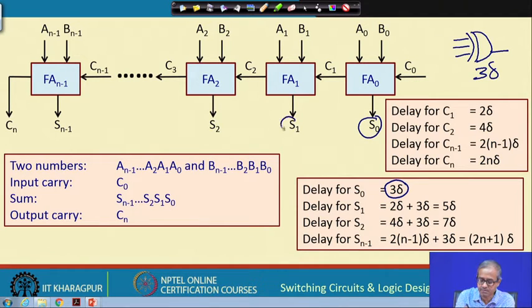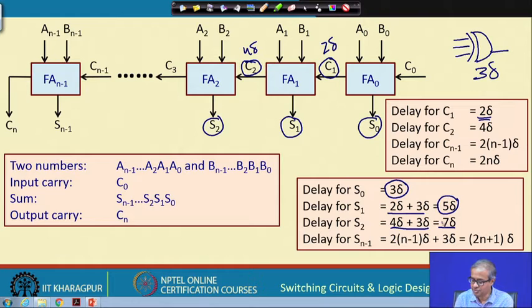Now, what about S1? Okay, you remember just now what you said here, that C1 was generated at time twice delta. So, it will take another 3 delta time. Now, A1, B1 and C1 has come at 2 delta, it will take another 3 delta time. So, at 5 delta this S1 will be available. Now, again for the next stage, C2 is generated at 4 delta. So, S2 will be 4 delta plus another 3 delta for this addition. So, 7 delta. So, it goes like this.